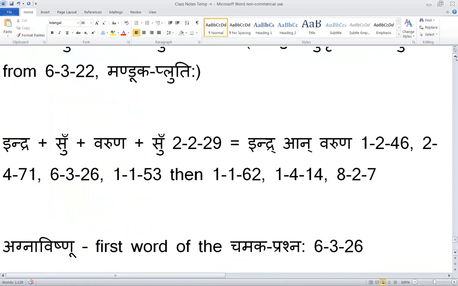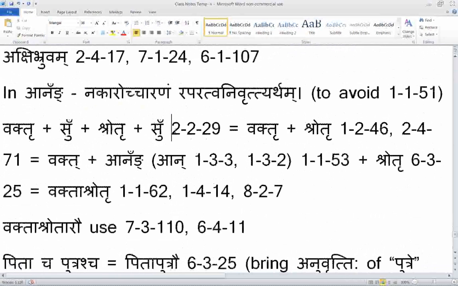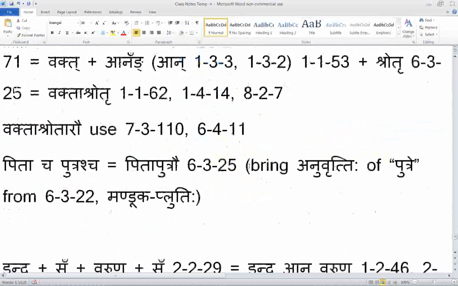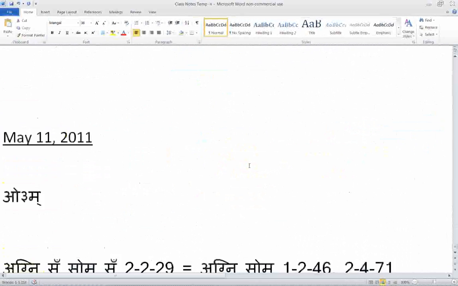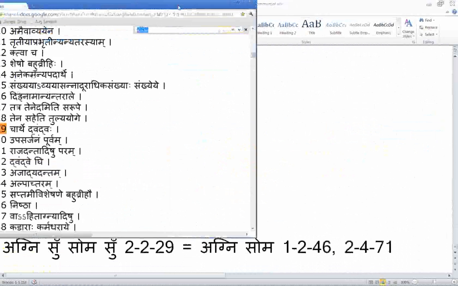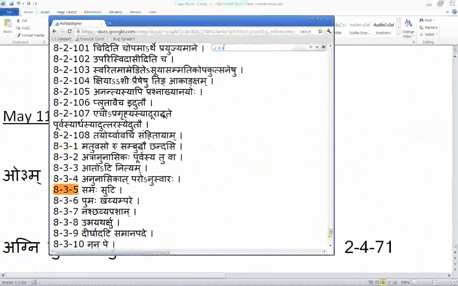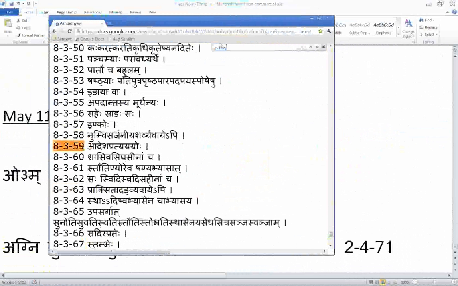Let me look at the prior class. Yeah, 2229, okay, not 2228. So now, let's look at this. When we look at the Agni Shomau, we definitely cannot use 8329 because that's Adesha Pratyayoho. But let's look at Agnishtut.